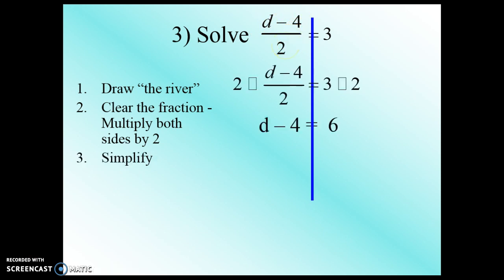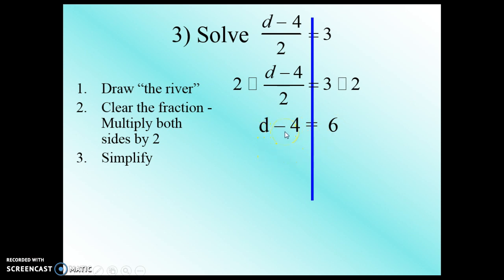We multiply 2, we simplify. We have d minus 4 equals 6. These 2's cancel out. You bring d minus 4 down. 3 times 2 is 6. So now we're looking at d minus 4 equals 6, a simple one-step equation. We have to get our d by itself.